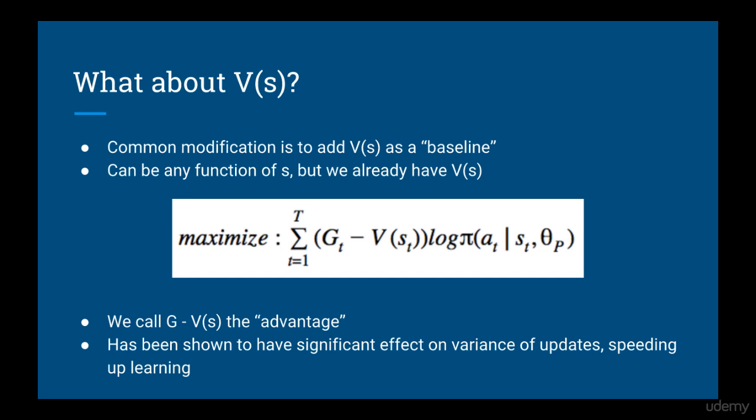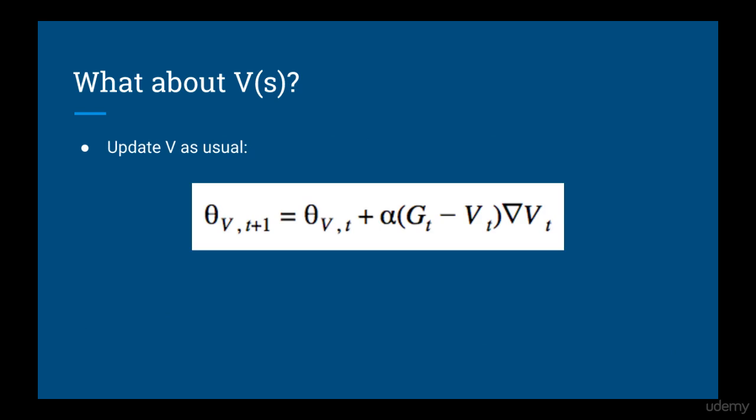We call this difference between g and v the advantage. The reason we want to add a baseline is because it has been shown to have a significant effect on the variance of the update rule. This in turn has been shown to speed up learning. The update parameters of v, of course, just use gradient descent as usual.